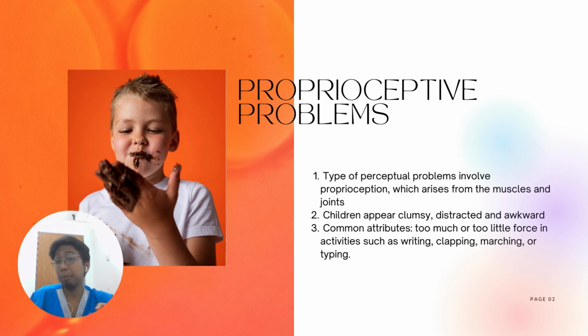Macam when kita bagi pressure kita rasa sangat awkward. So common attribute yang kita nampak adalah too much or too little force, which I give example in activities such as writing, clapping, marching, or typing. Writing, for example, kita pegang pensel, kita akan tekan enough force untuk buat bentuk triangle to look like a triangle. But some kids with proprioceptive problem, pegang pencil, they lukis triangle but not in a very deep, thick line ataupun yang garisan dia tak lurus, dia macam berjala-jala. So that's an example of it.